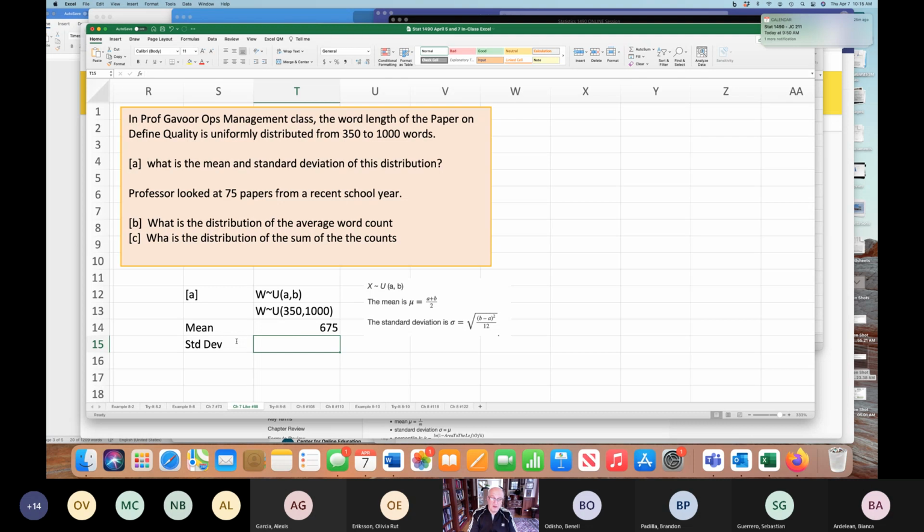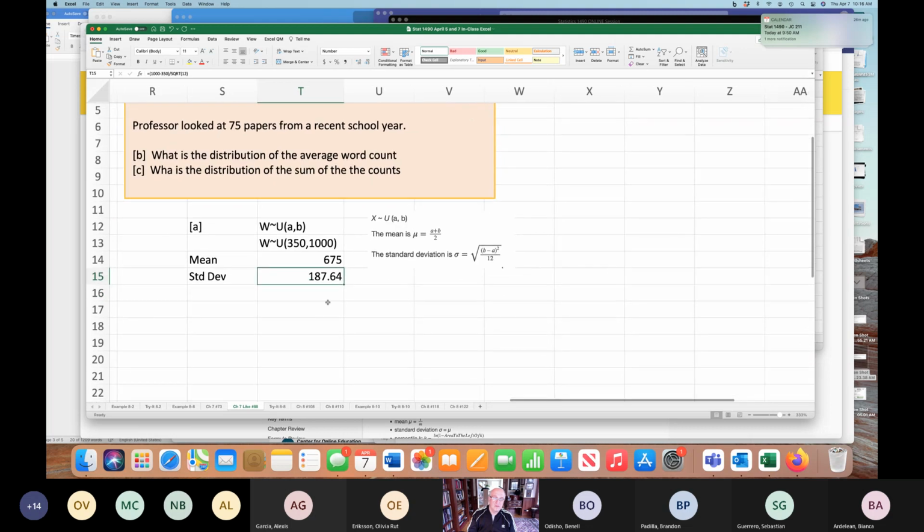What's the standard deviation? Way more complicated formula, but basically it's B minus A. What's B minus A? 1,000 minus 350, divided by what? Square root of 12. So I get, it's decimal place, so let's just make it 2. How many people got that? I didn't ask for this, but I know I'm going to need it when I do these. So how do I do B?